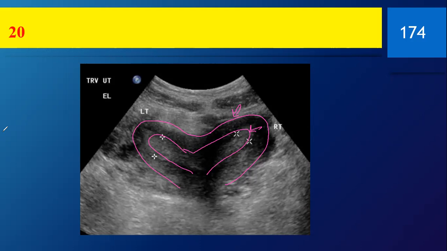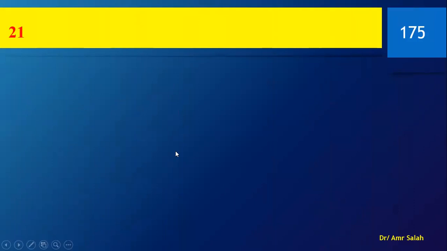The septate uterus looks like a heart from within only, but this one looks like a heart within and without, externally and internally in the endometrium. So this is a bicornuate uterus.